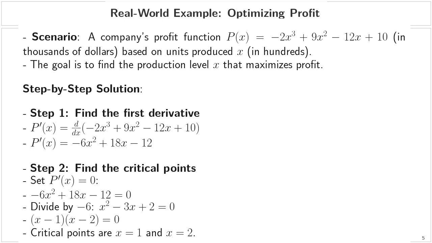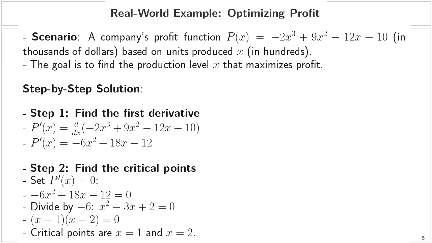Next, we factor this quadratic expression. We are looking for two numbers that multiply to 2 and add up to negative 3, which allows us to rewrite the equation as the quantity x minus 1 multiplied by the quantity x minus 2 equals 0. Solving for x, we find that our critical points are x equals 1 and x equals 2.